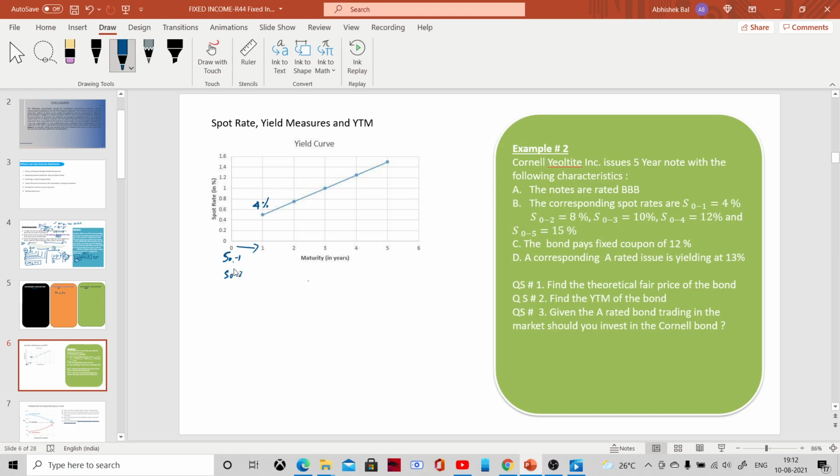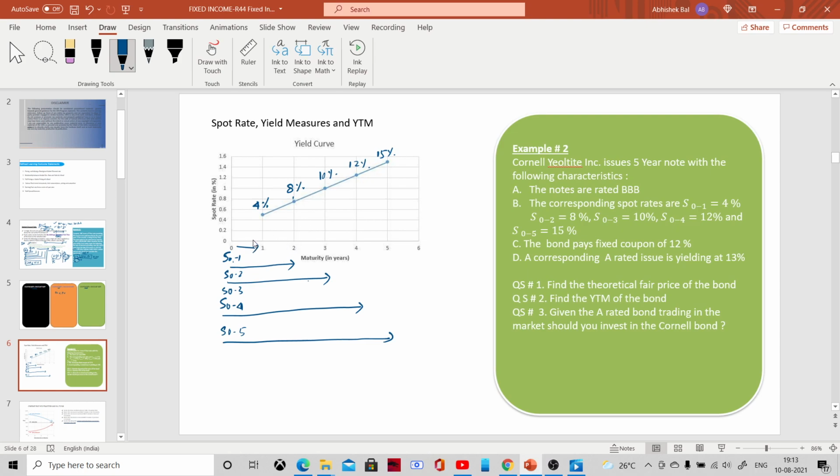S02 is this point, which is 8%. S03 is this, which is 10%. S04 is 12%, and S05 is 15%.